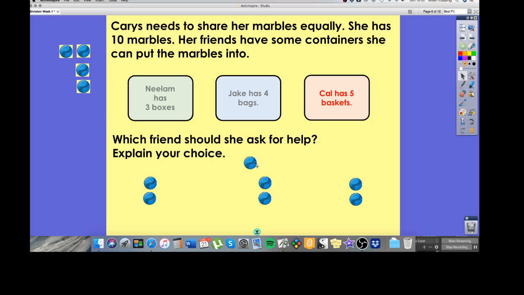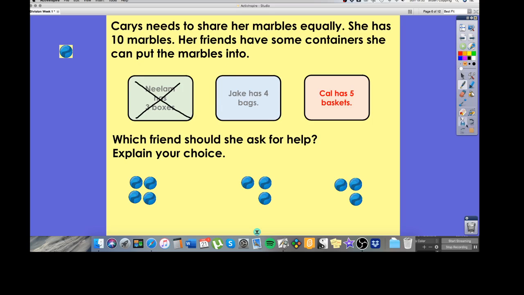2 in a box. Let's try and put 3 in a box. So there's 3 in a box, but I've got 1 left over. And if I put it into this one, it's got 4 and the others have got 3. Or this one's got 4 and the others have got 3. Or this one's got 4. So they're not equal. So we can't use Neelam's 3 boxes.